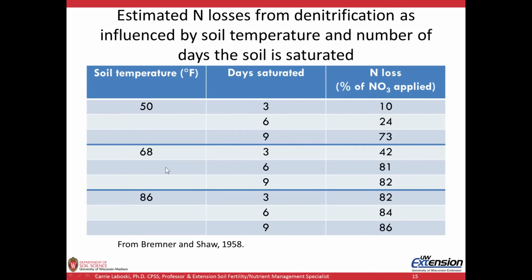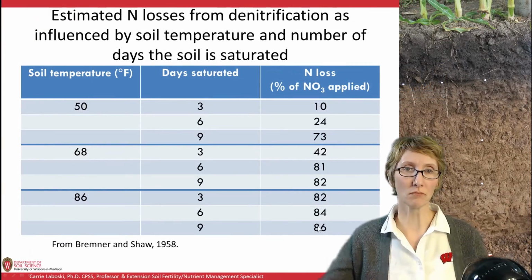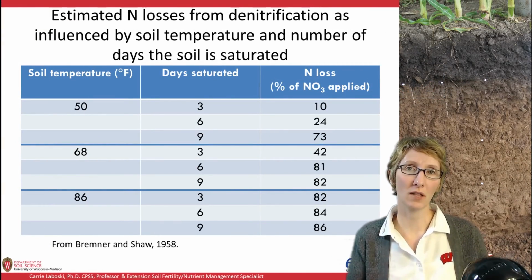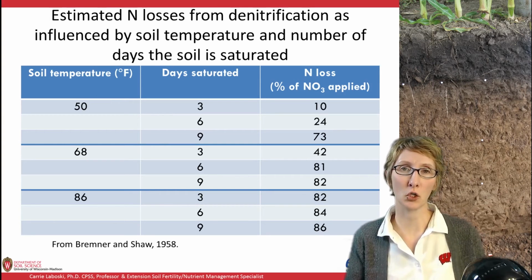Now if we move up to 68 degrees, now again, these are soil temperatures, not air temperatures. At 3 days of saturation, we have about 42% of the nitrate lost. And if we go to 9 days, we're up to 82%. And you can see the effect of that time of saturation as being important, but also temperature. And here in particular, this last temperature where it's 86 degrees Fahrenheit, this is quite warm. Remember, this is soil temperature, so that's warm soil temps. It doesn't matter if you're 3 days or 9 days saturated, over 80% of that nitrate has been lost. So knowing how quickly denitrification can occur is important.